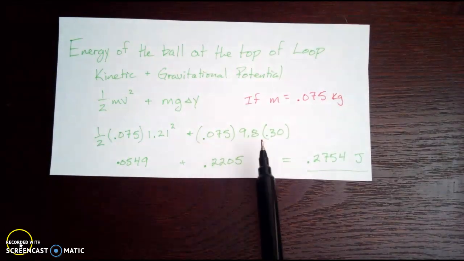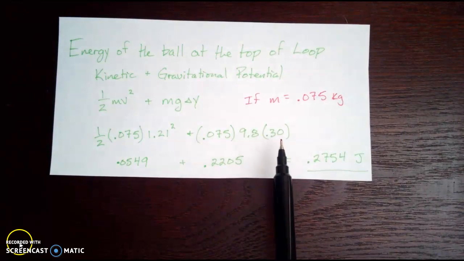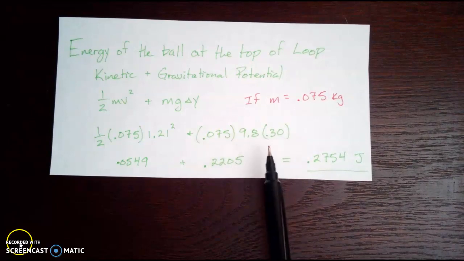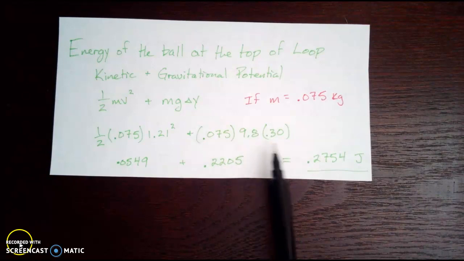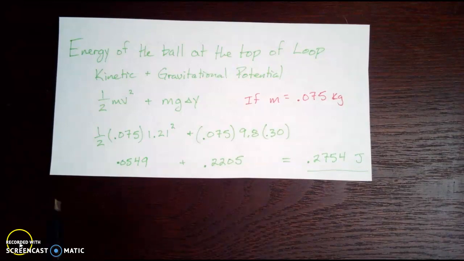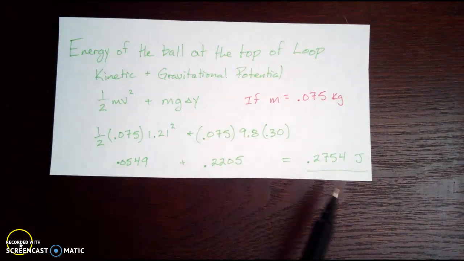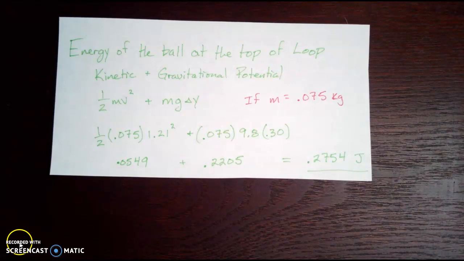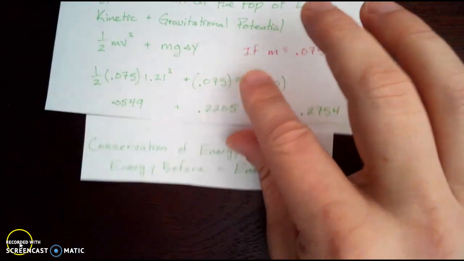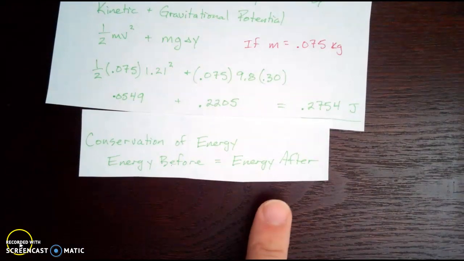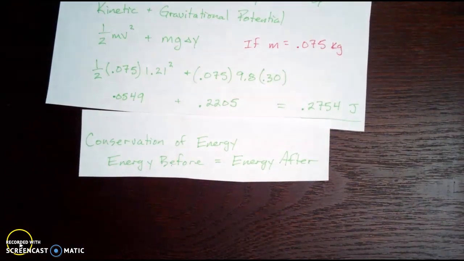Okay, but where did this 0.30 come from? I thought our radius was 0.15. Well, remember, radius is 0.15, but the height of the top of the loop would be 2 radiuses high, also known as the diameter. So that's where our change in y, which is our height, should be 0.30. Okay, so doing our math, we add the pieces together, and we should get a total energy of 0.2754 joules. Okay, because of conservation of energy, we know that that number should be equal to the energy at any other point on that loop.